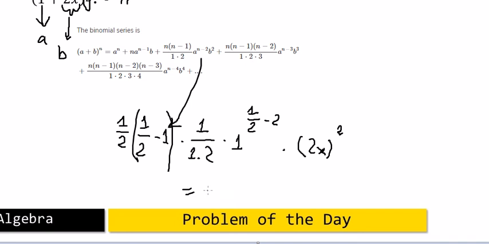That should be negative 1/2 x squared. The answer is negative 1/2.